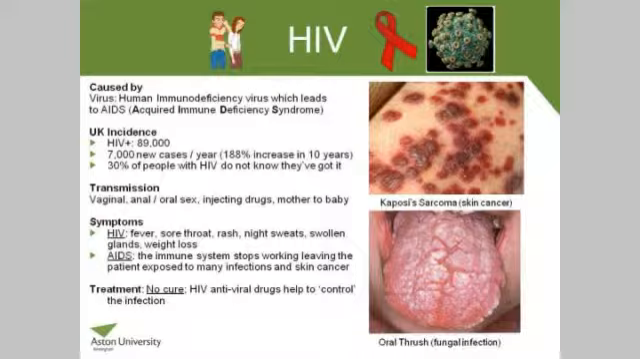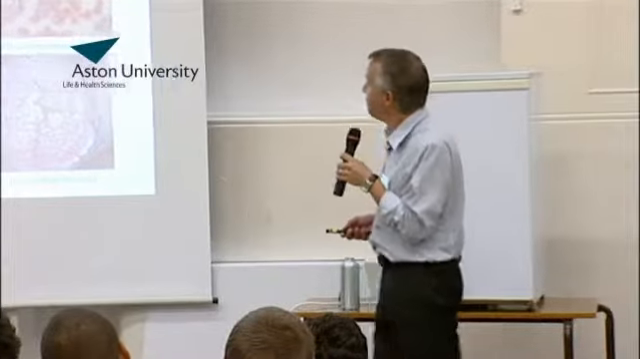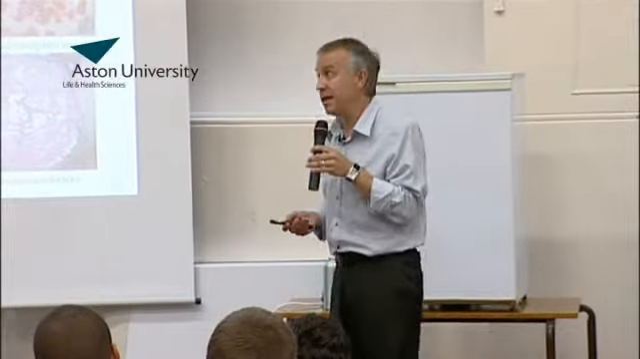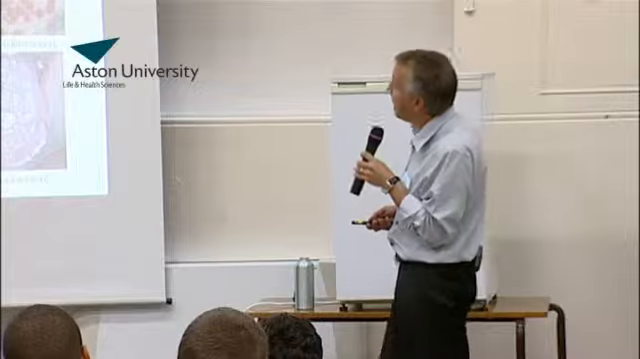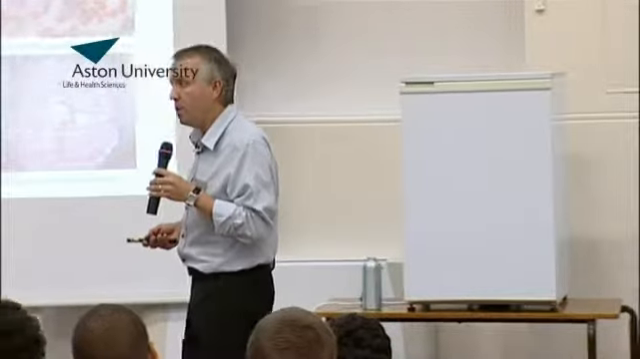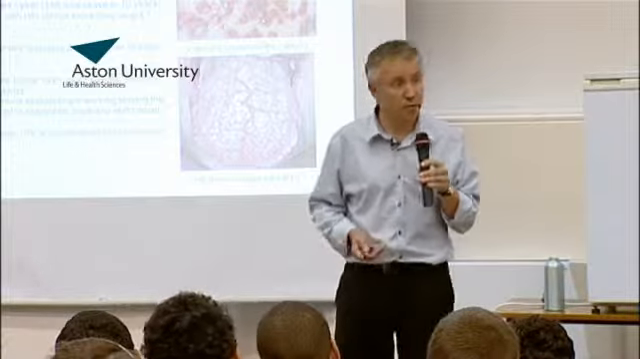HIV and AIDS. The last one we're going to talk about today, caused by a virus, the human immunodeficiency virus. This is a virus which can lead to a condition which we call AIDS, the acquired immune deficiency syndrome. In the UK, we know there are around 90,000 HIV positive people. Those are people that know they've got HIV.